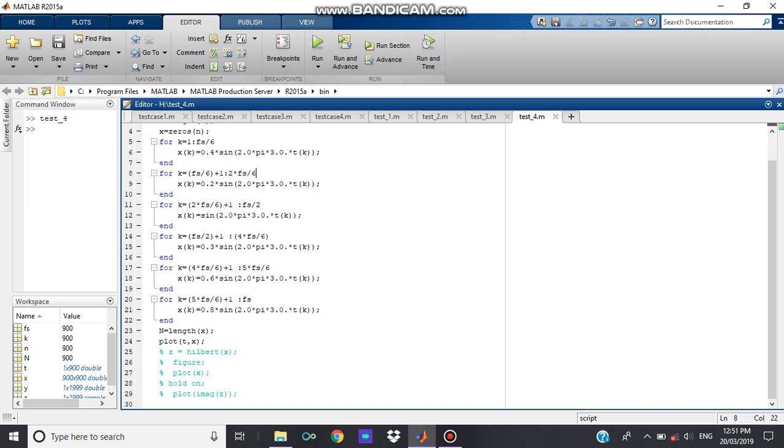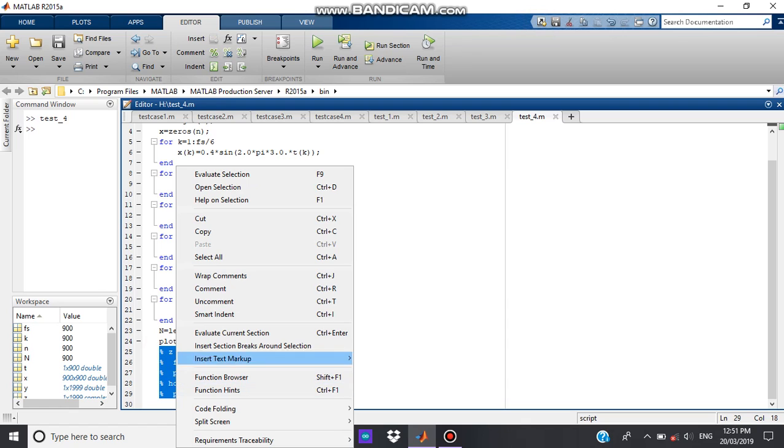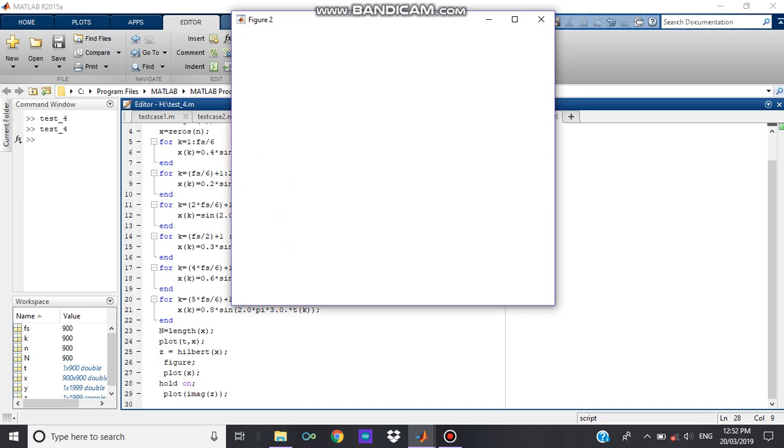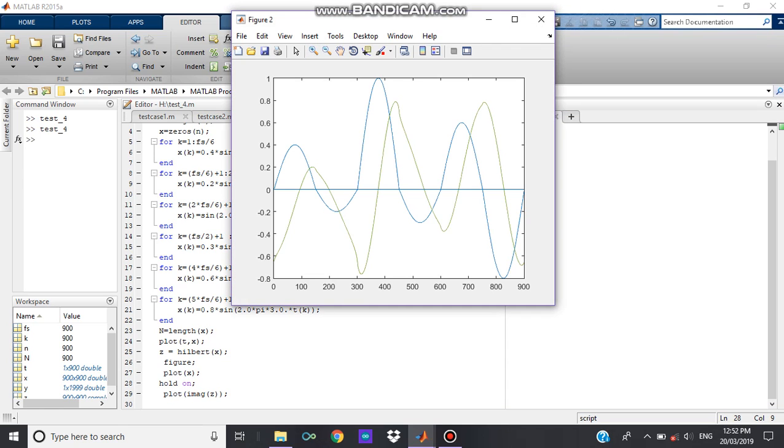Now on this, when we perform Hilbert and plot it by taking the imaginary part, we'll observe the same thing that we observed in test signal 3, that is, the peak will be obtained at the zero crossing point. So let us see it. Here, as you can see, at all the peaks we are getting a zero crossing point.